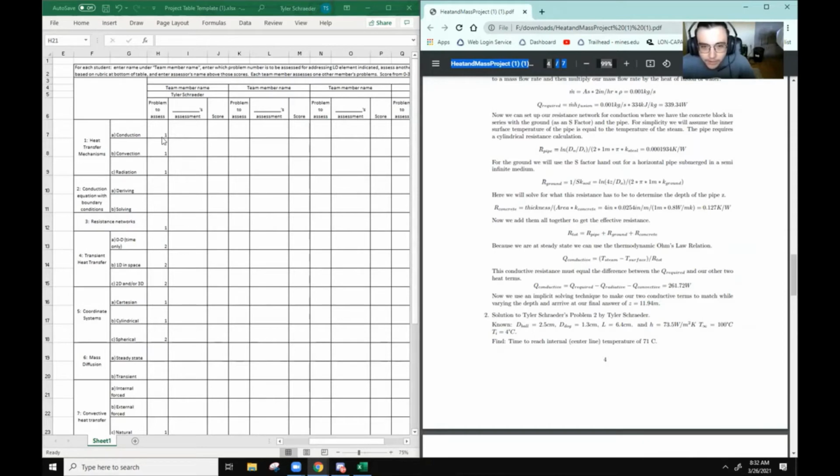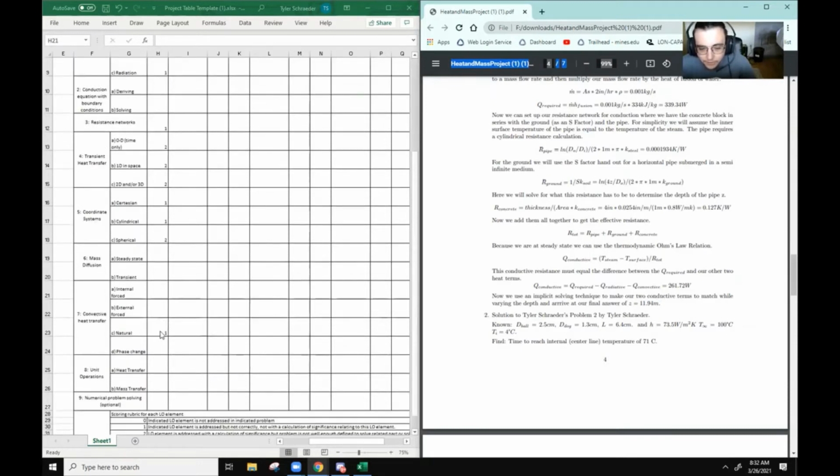So we hit on conduction, convection, radiation, our resistance network, and we have both Cartesian and cylindrical coordinates with natural convection thrown in as well.